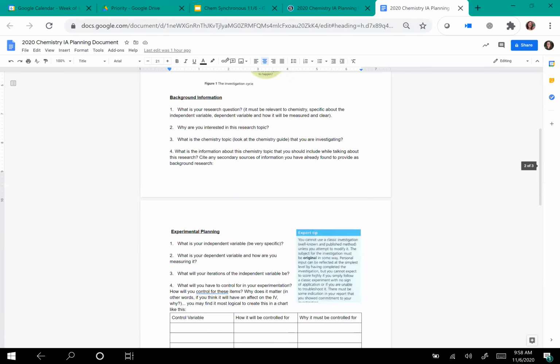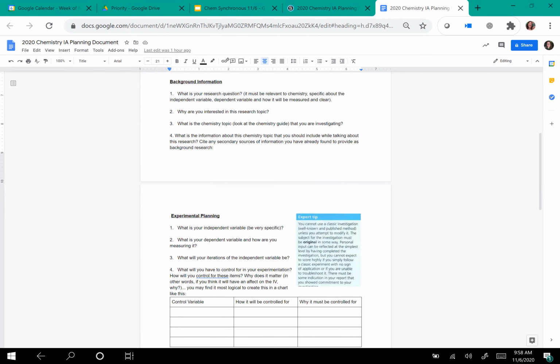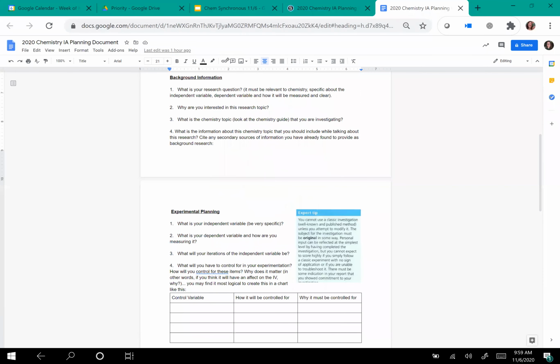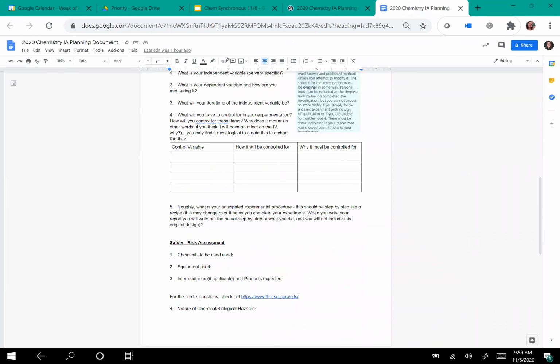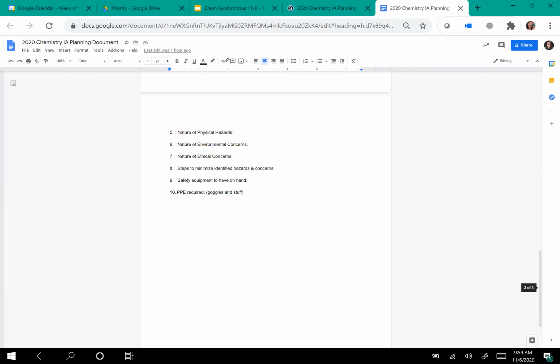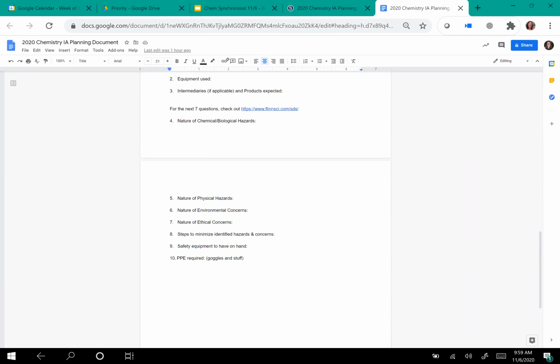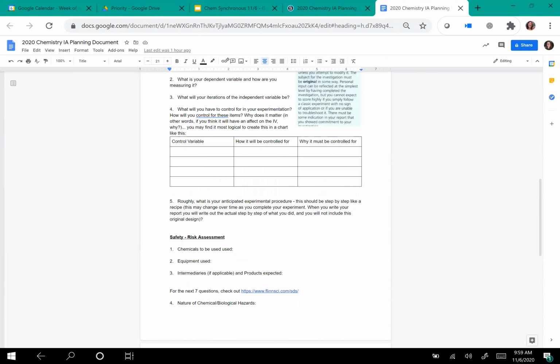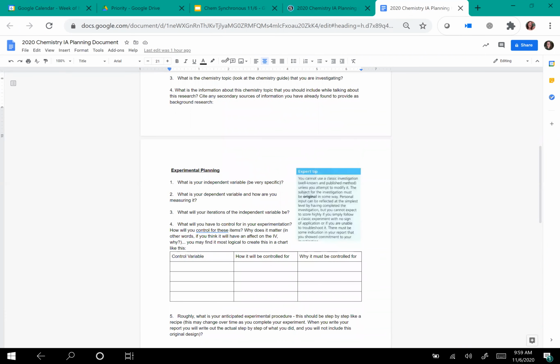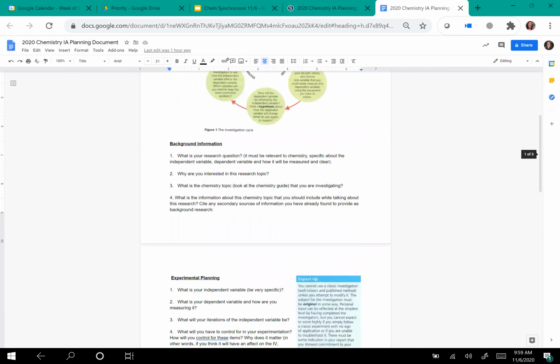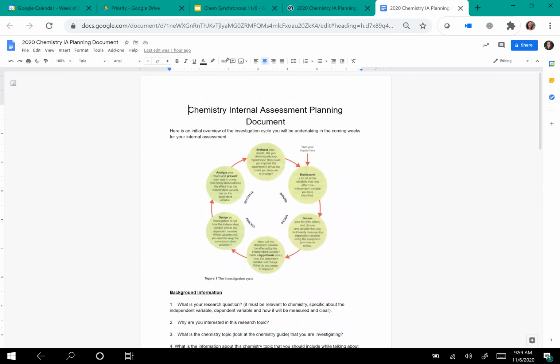And then I've pulled apart all of the main things that you need to know and have for your experiment planning part. So the personal engagement and the exploration basically show up here with these questions. Ideally, this is going to make your life super easy with planning your IA, because it's going to guide you through the common missteps that people have and past those missteps.